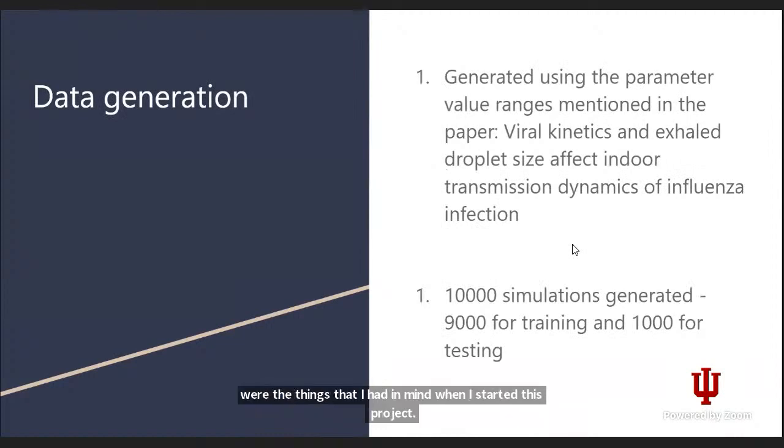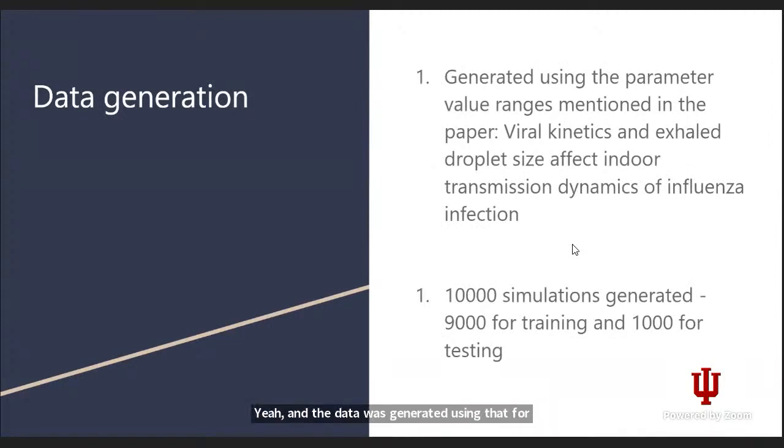The data was generated using that first paper. It had a bunch of range values for parameters that I used to generate about 10,000 simulations, and 9,000 were kept for training and 1,000 for testing.